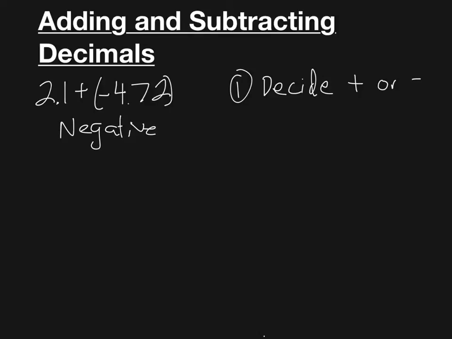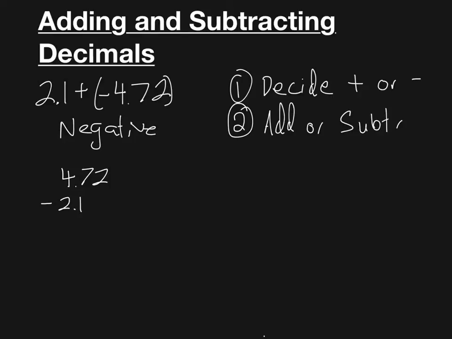Now, because I have a positive and I'm adding a negative, I know there's going to be some cancellation here, right? If I was doing the counters, I know my positives are going to cancel out some of my negatives. So in order to find the answer to this addition problem, I'm actually going to need to subtract. I'm going to need to do 4.72 minus 2.1. And that's really the second step in this process. Once we've decided if the answer is going to be positive or negative, we need to add or subtract, depending on what the problem is asking us to do.